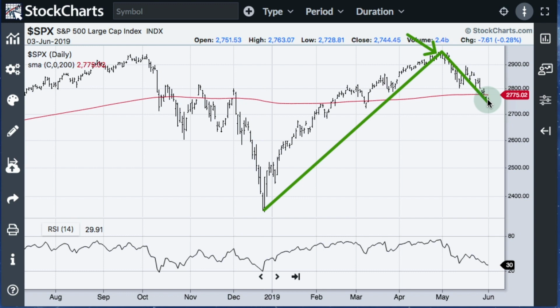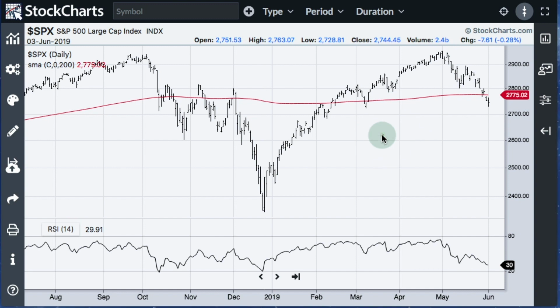Okay, yes, we're below the 200-day. Yes, the 200-day moving average turned down. The breadth indicator tables that I showed on Friday, members only behind the paywall, are split. So we still haven't had that big bearish signal in the S&P 500 yet.